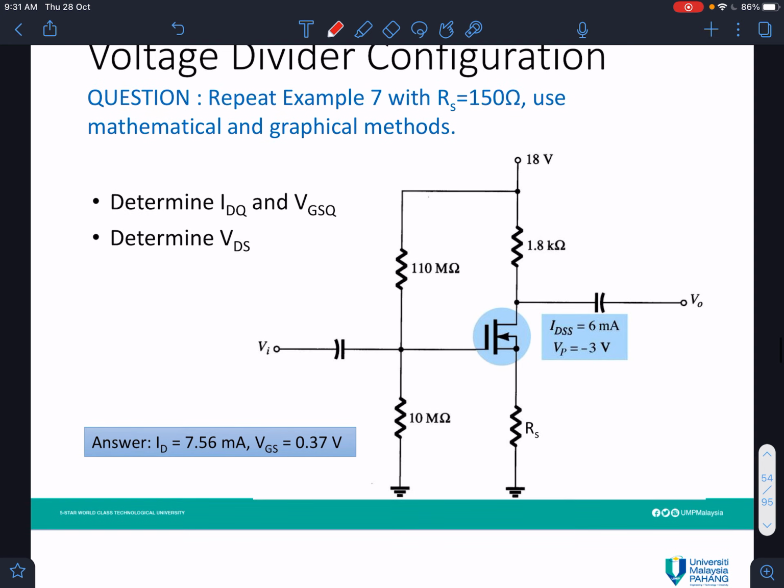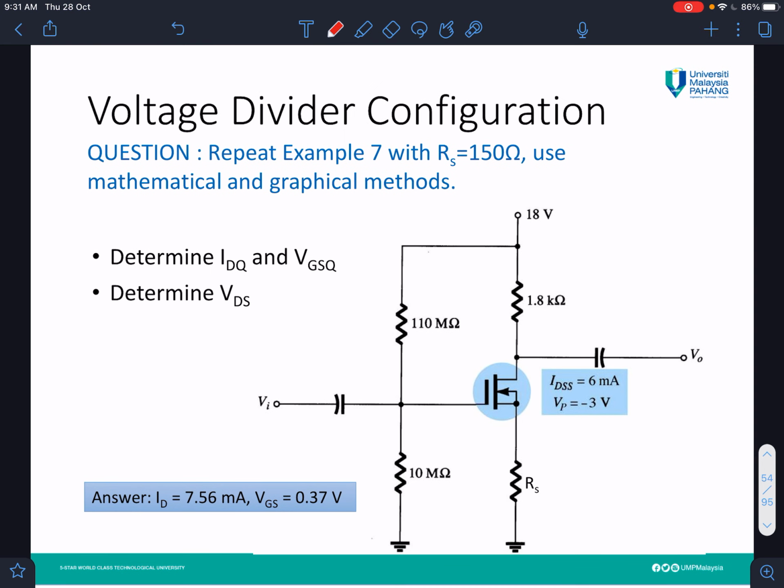Now, this one is not an example, I give you a question. I want you to do the same question, but replace the RS with 150 ohm, and use both the mathematical and graphical methods. I give the answer here. I need your step-by-step calculation. Please upload your work in class note by this week, so next week we can discuss it during class.